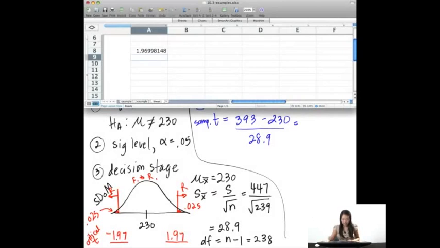I'm just going to put that into my Excel. 393 minus 230 divided by 28.9. So that's going to be 5.664.